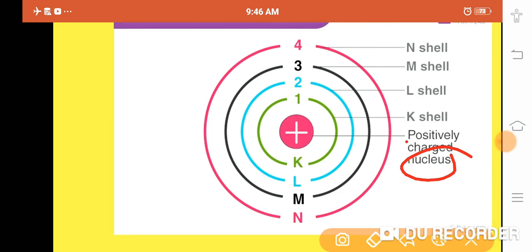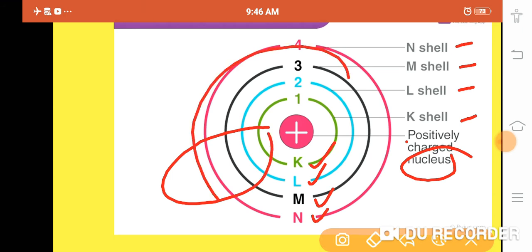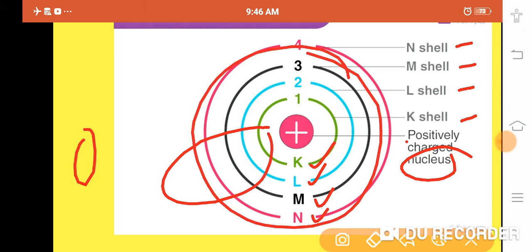According to Bohr's atomic model, an atom has the nucleus and electrons are revolving around the nucleus in different energy levels, which are said to be shells. What are the names of the shells? Which kind of shells are present there? K shell, L shell, M shell, N shell. Okay, these shells are also known as the principal energy levels, and this whole area around the nucleus is said to be orbit.